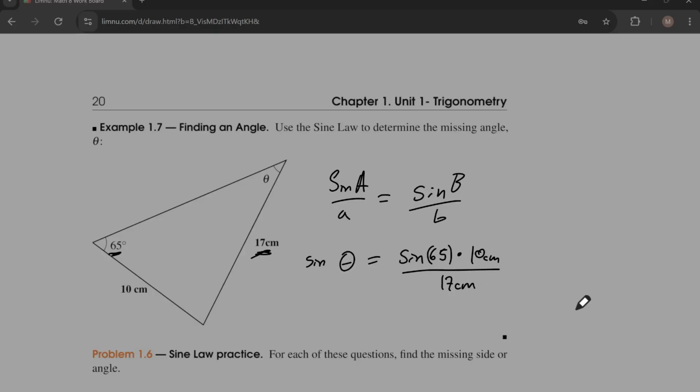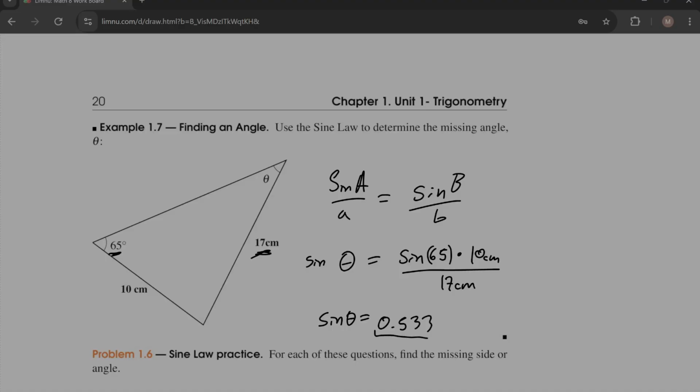All right, so I'm going to do this, like I said, in multiple steps just to walk you through an idea here. So sine 65 times 10 divided by 17 gives us approximately 0.533. There's no units to this because centimeters cancel out, but I'm not super worried about your units.